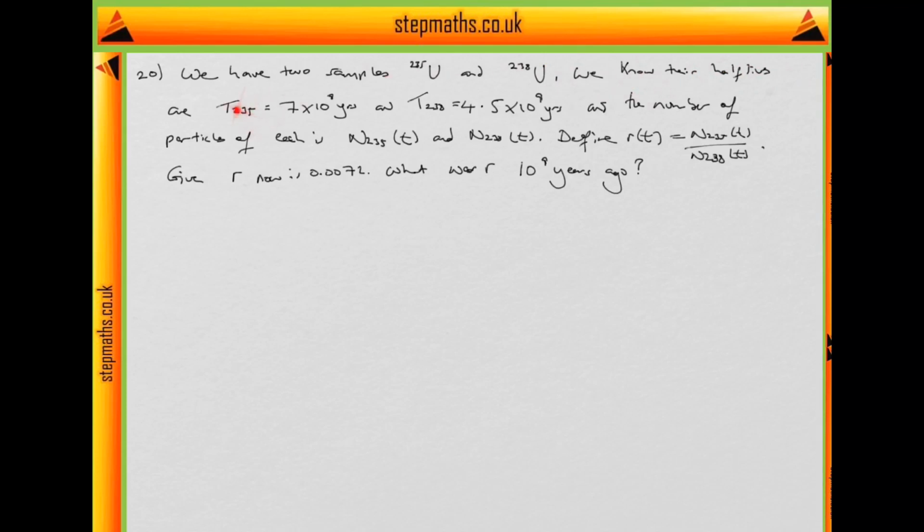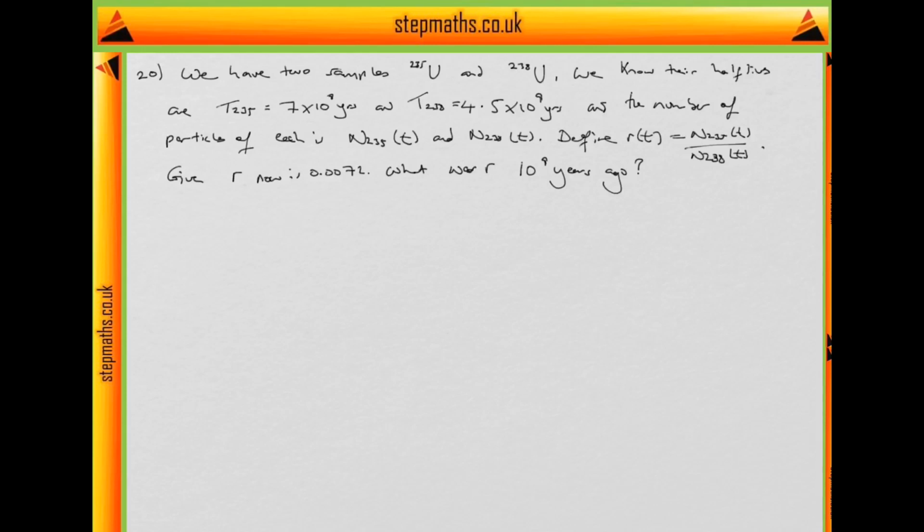We're told their half-lives, T sub 235 and T sub 238, are 7 times 10 to the 8 and 4.5 times 10 to the 9 years respectively, and the number of particles of each at time t is n sub 235 and n sub 238. We're told to define the ratio r of t to be n235 over n238, and given that r is now 0.0072, asked what r was 10 to the 9 years ago.